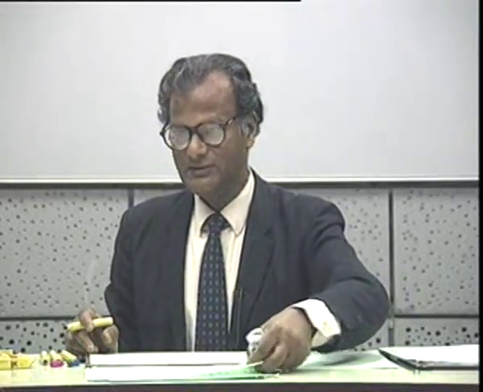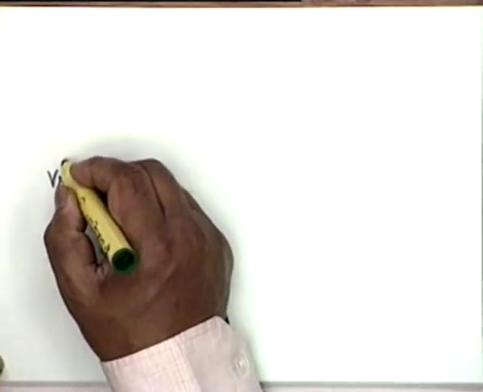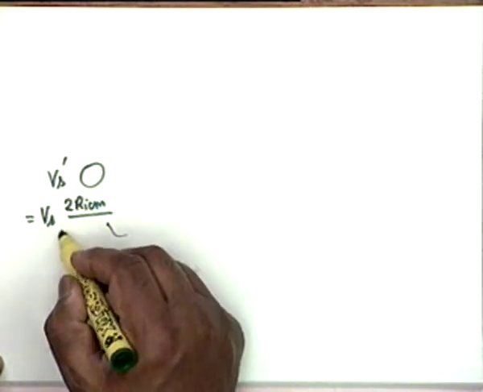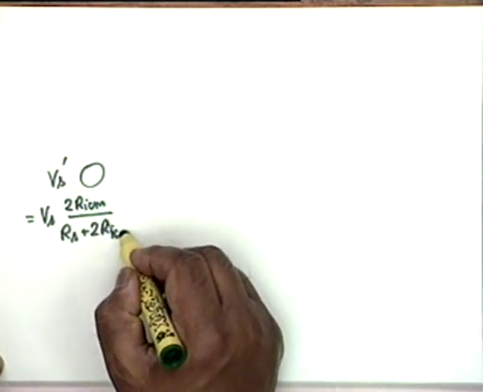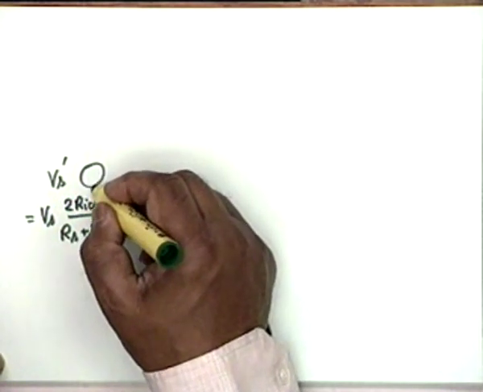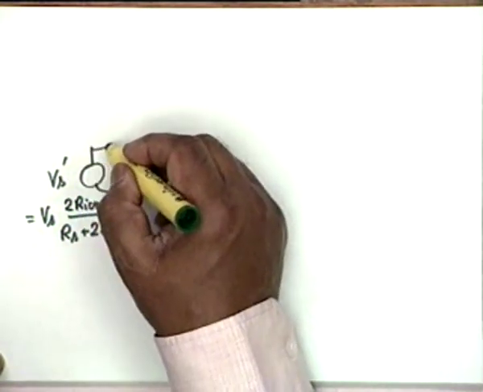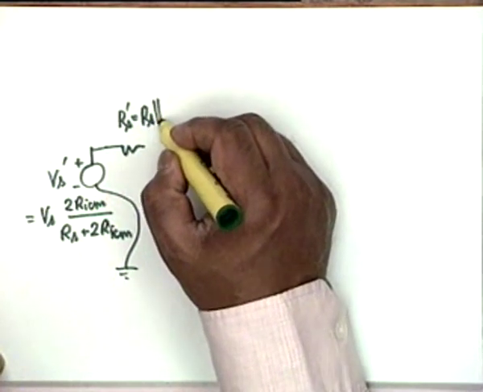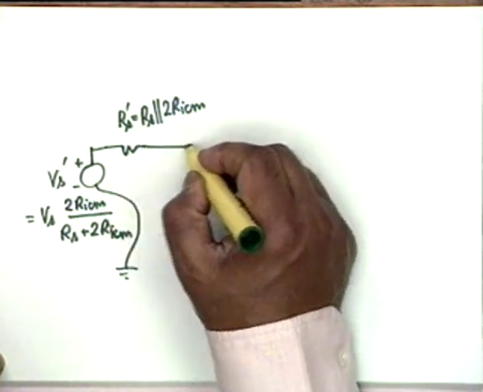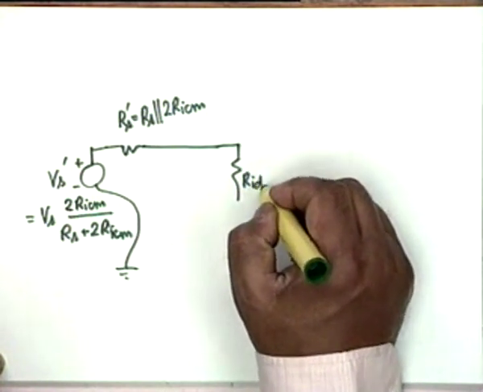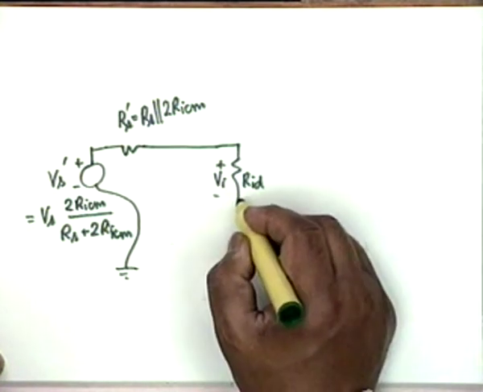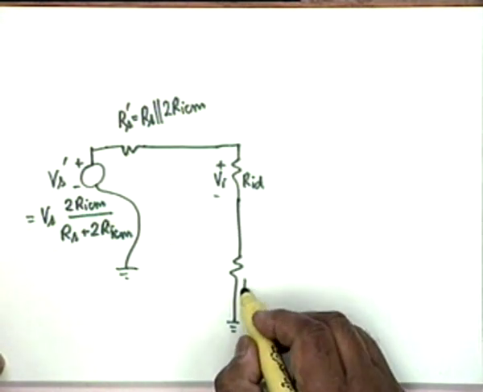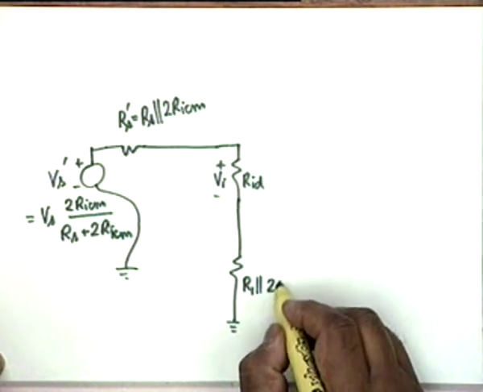So my equivalent circuit would be VS prime, which is equal to VS multiplied by twice RICM divided by RS plus twice RICM. Agree? This is the Thevenin equivalent source. How do I connect it to ground? VS prime, then in series with RS prime. RS prime is the parallel combination of RS and twice RICM. Then I have the RID, VI. And this goes to ground via a single resistance, which is R1 parallel twice RICM.